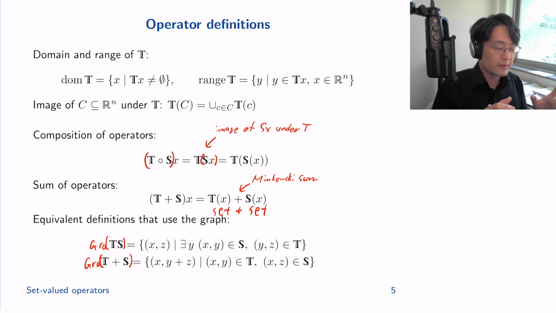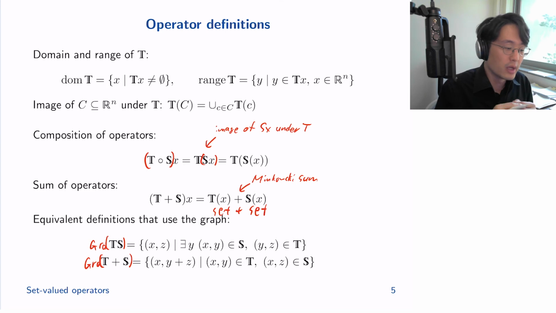So here we define, for set-valued operators, the domain, range, the image of a set, composition, and the sum. And these definitions, of course, when the operators are single-valued, reduce to the standard notion of range, domain, composition, sum, and image for regular functions. So in a way, these definitions naturally generalize these familiar notions to the case of set-valued operators.